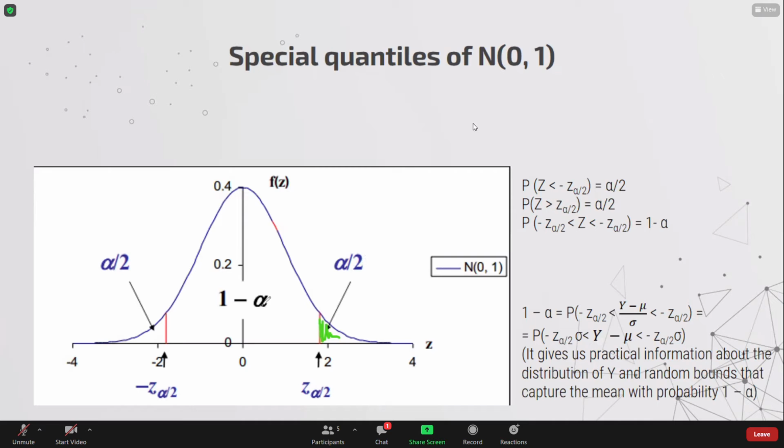Divided by 2, because this green part here plus this green part would equal just alpha. And the rest in the middle should be equal to 1 minus alpha. That again could be easily calculated with standardization as we did before and using the tables. It just says that the middle part consists of a certain percentage of outcomes that we have in our exercise or experiment.